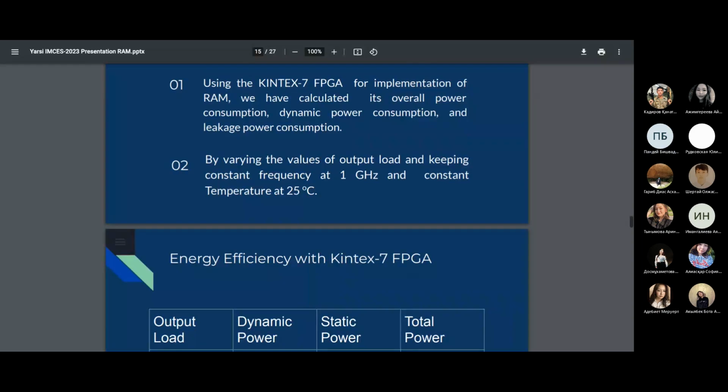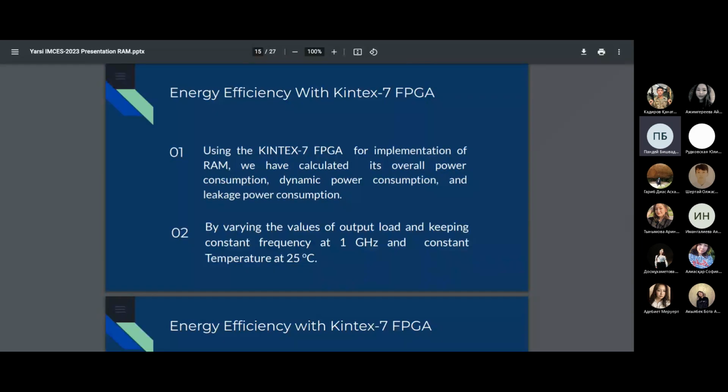Energy efficiency with Kintex 7 FPGA. Use the Kintex 7 FPGA for implementation of RAM. We have calculated its overall power consumption, dynamic power consumption, and leakage power consumption by varying the values of output load and keeping constant frequency at 1 gigahertz and constant temperature at 25 degrees Celsius.